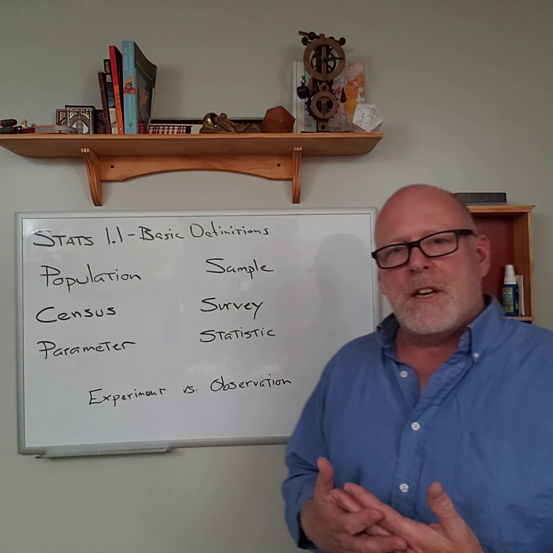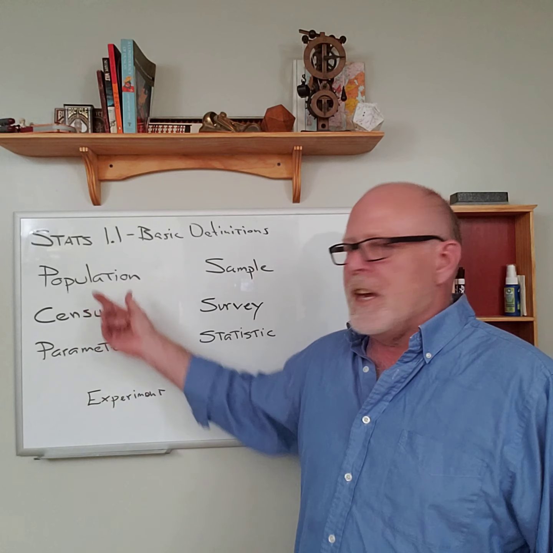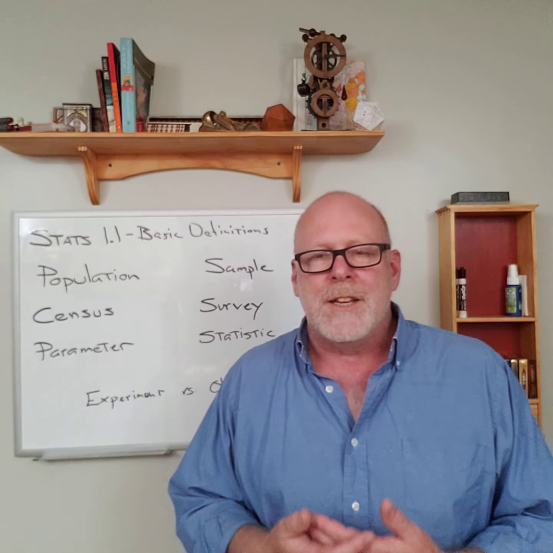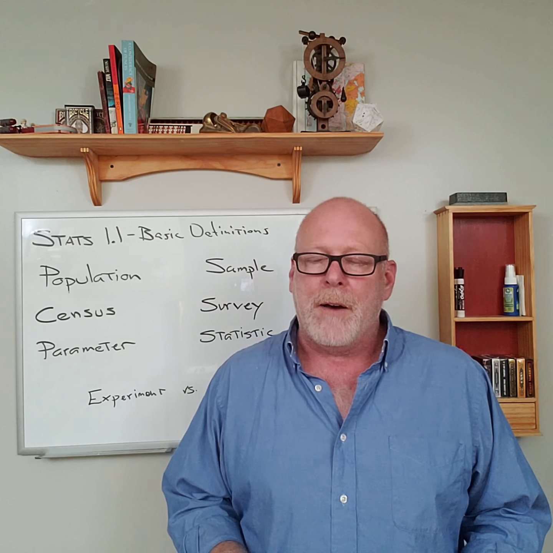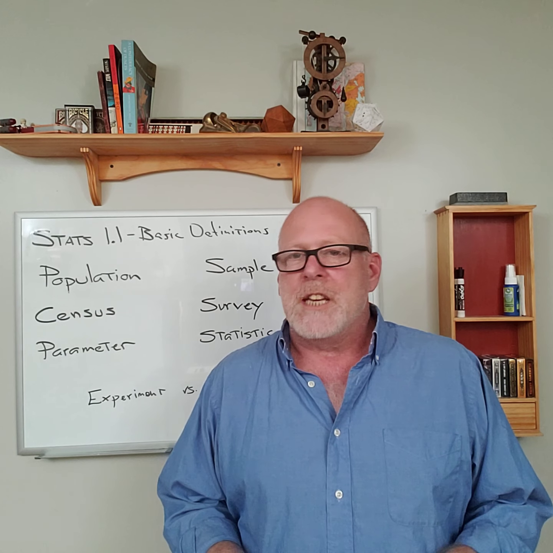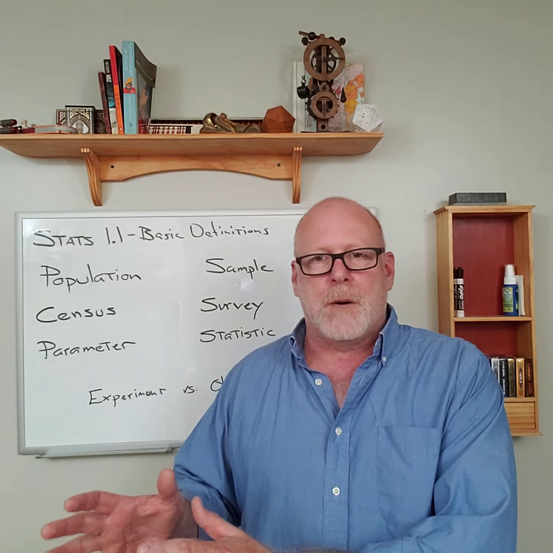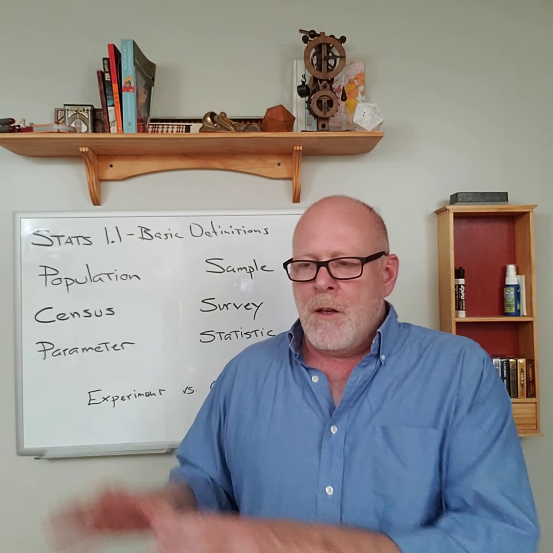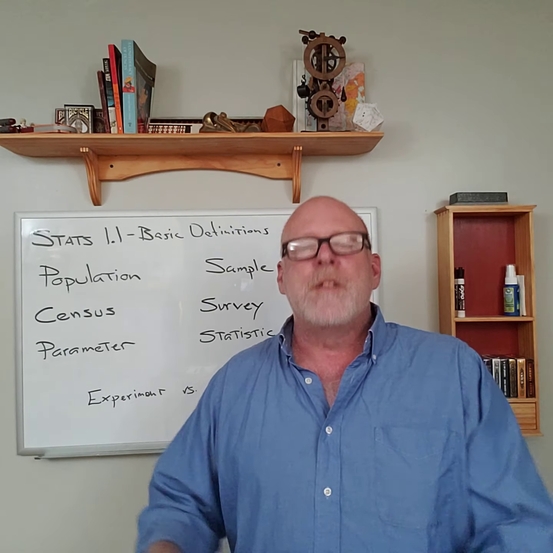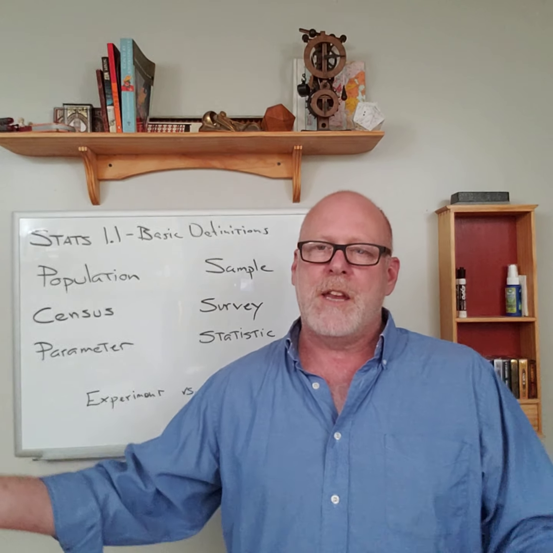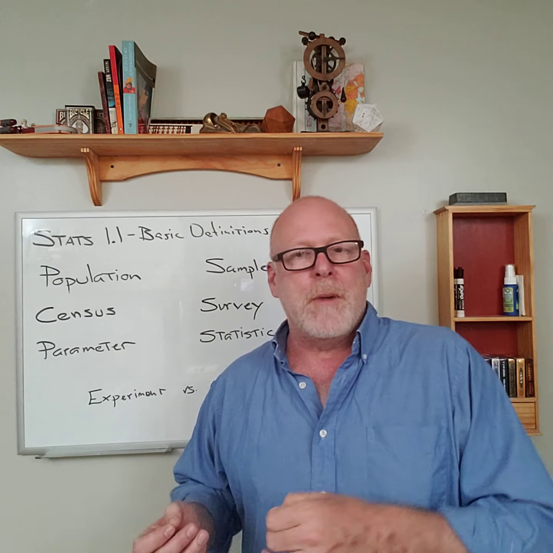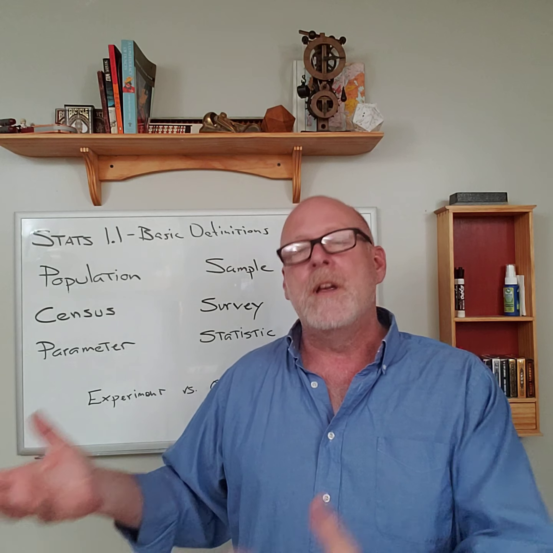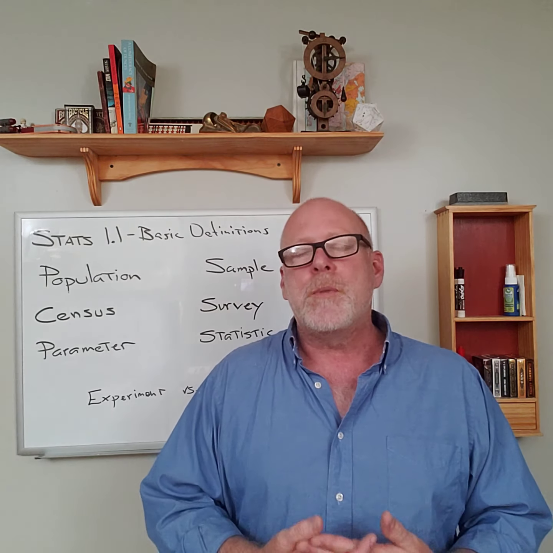So the first thing we need to talk about is a population. A population is any group that you're studying, any group you want to say something about. If we want to say something about seniors at Jefferson College, then that's our population. If we want to say that men earn more on average than women, then our population is all men and all women. If we want to say that American men are taller than American women, then American men and American women is our population. It's the group that we're looking at.